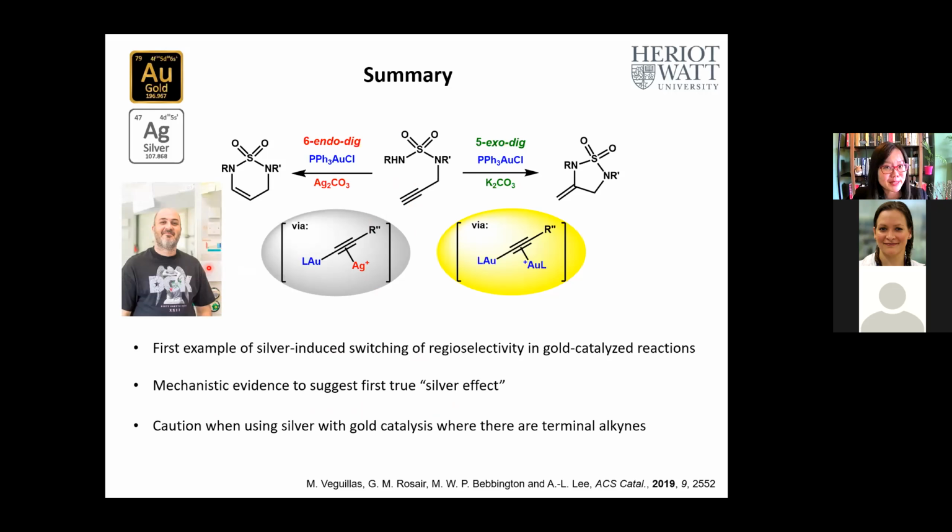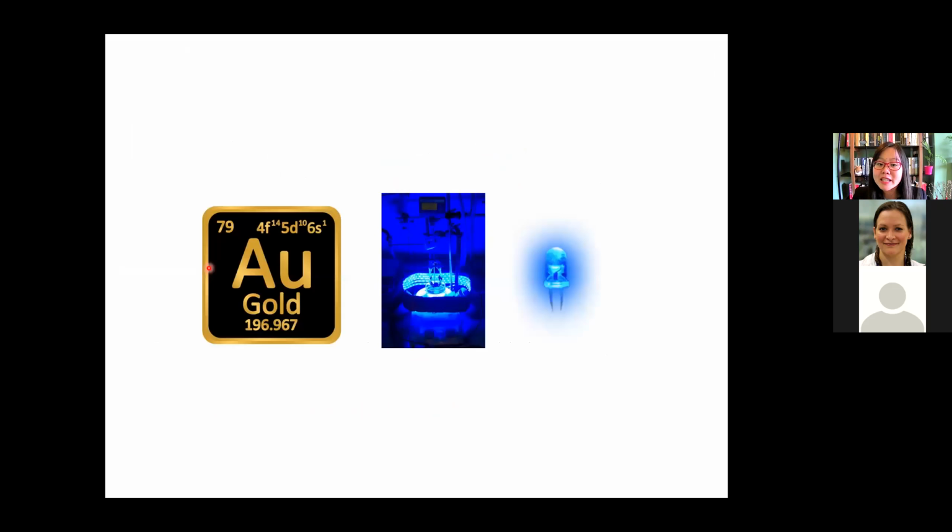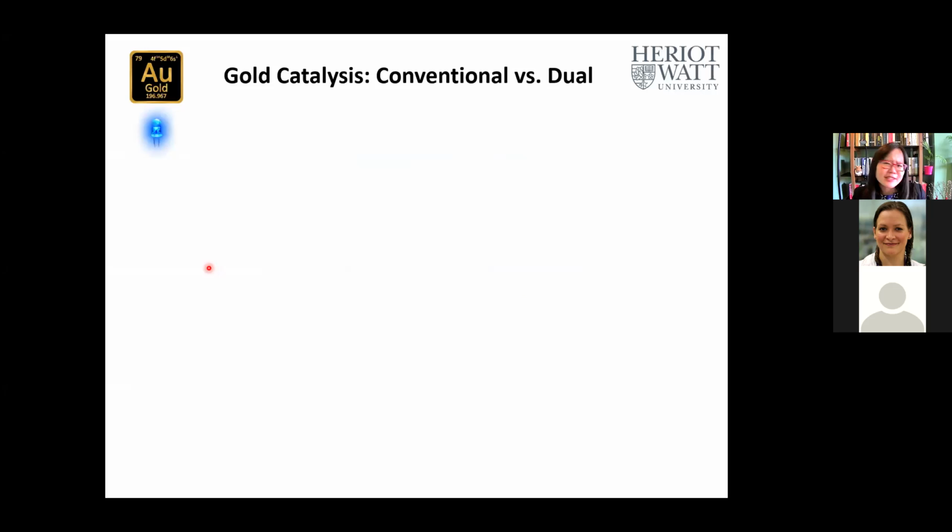And I'll now move over to the second half where I'll talk about dual gold and photoredox catalysis. So before I do that, it's probably useful to explain why we want to do dual gold and photoredox catalysis by explaining what conventional homogeneous gold catalysis is like. So it's traditionally isohypsic, meaning it doesn't cycle between oxidation states in its catalytic cycle, unlike, for example, palladium and all these other metals that we know and love.